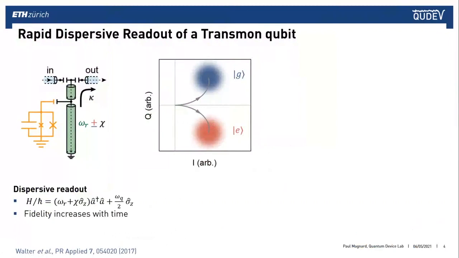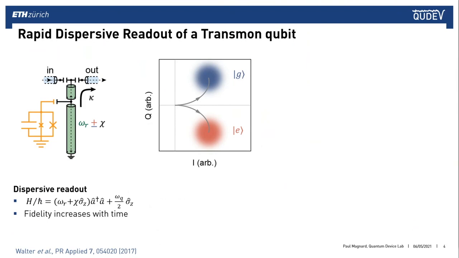Readout first. To determine how fast the readout can be, we consider the setting represented by the circuit diagram in which a transmon qubit, shown in orange, is coupled to a transmission line resonator, in green, with linewidth kappa in the dispersive regime. As indicated by the first term in the dispersive Hamiltonian on the bottom left and in the diagram, the resonator frequency is shifted by a dispersive shift plus or minus chi depending on the qubit state.